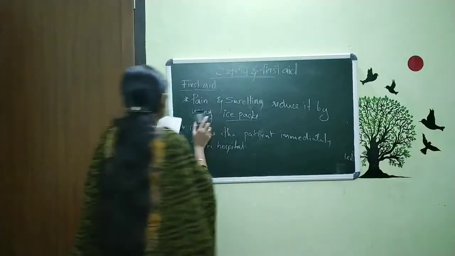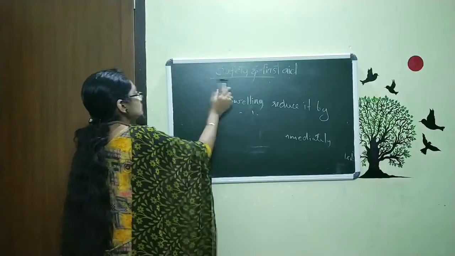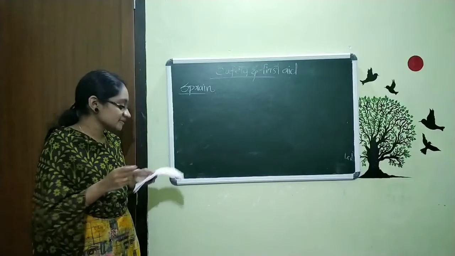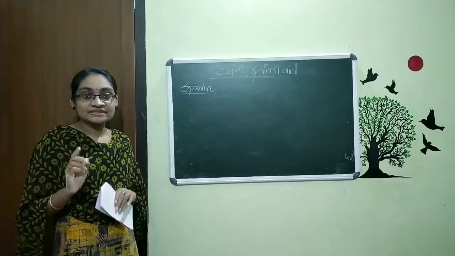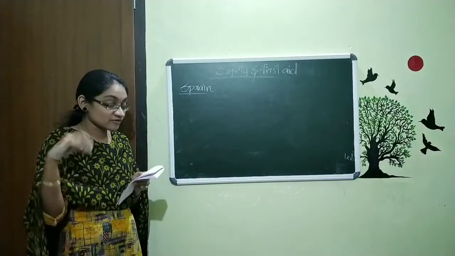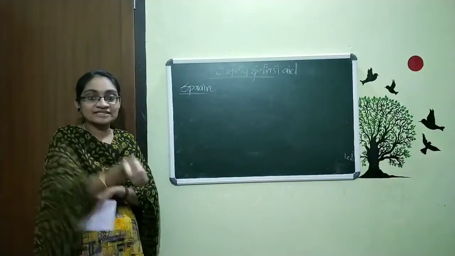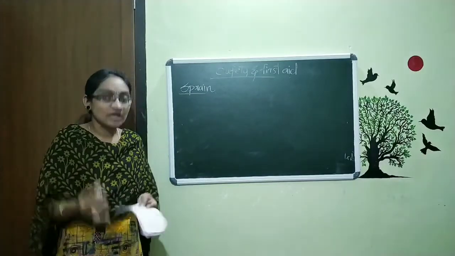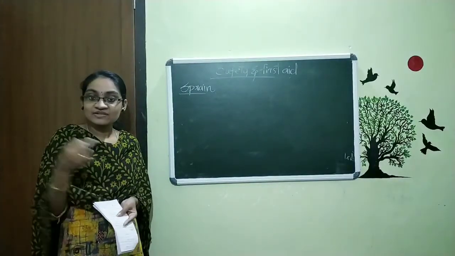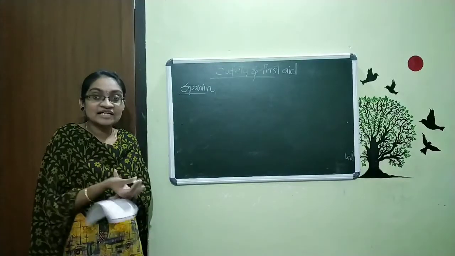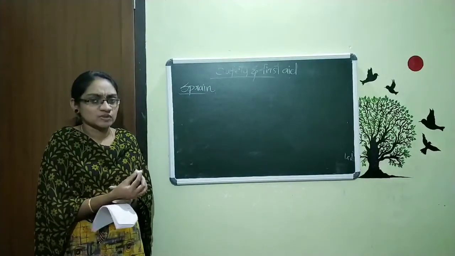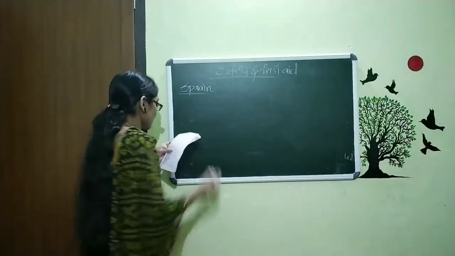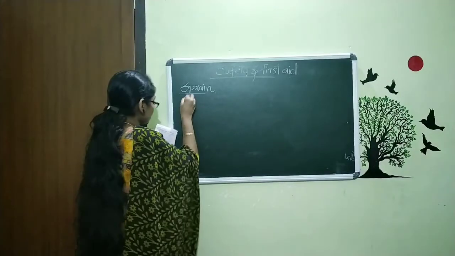The next is the sprain. What is a sprain? Sometimes when our ankle or wrist gets twisted, that means when our hand or our leg is getting twisted while we are walking, at that time our leg or hand feels pain and gets swollen. That is what we call a sprain.